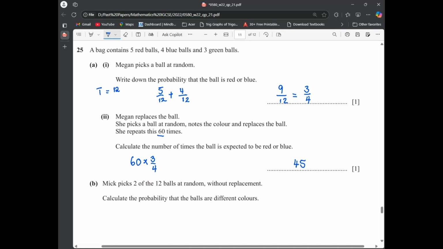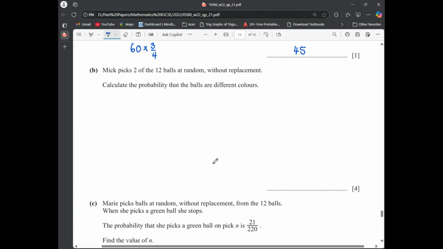Question 25, Part B. Mick picks 2 of the 12 balls at random without replacement. Calculate the probability that the balls are different colors. Now we'll need a bigger space. Mick picks 2 of the 12 balls without replacement.